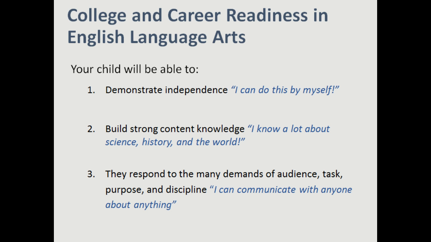We want students without significant support to understand and evaluate different types of texts, to make effective arguments and communicate information. They should independently understand a speaker's important points, request more explanation, and ask good questions. Number two, build strong content knowledge. Students should learn about many different subjects through reading, research, and study. This means that they are literate in science, history, and the world.